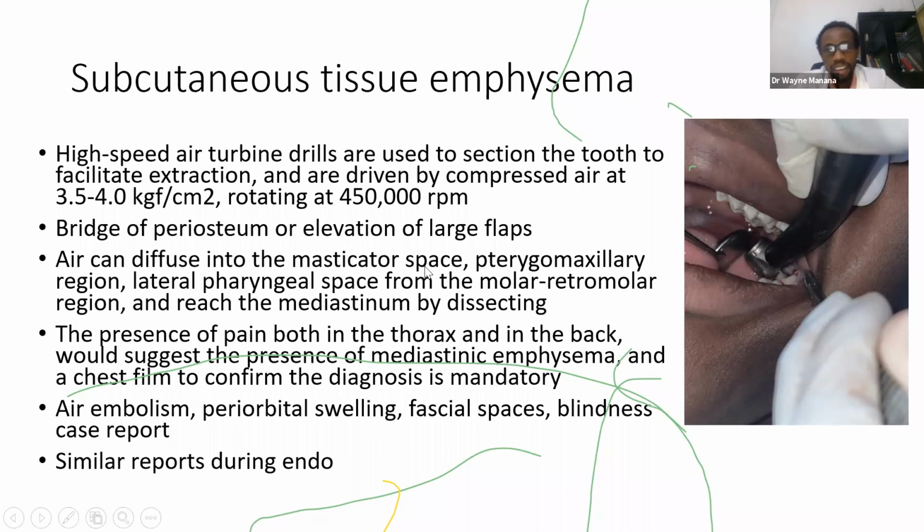It can find its way to many head and neck spaces: the masticator space, the pterygomaxillary region, the lateral parapharyngeal space, or sometimes the air can find its way to the mediastinum. The presence of pain both in the thorax and in the back would suggest that the air has shifted to the chest, and you immediately have to do a chest X-ray. So this is a potentially catastrophic disaster. That's why we should try to avoid using our air turbine handpiece. There have been some case reports of air embolism, periorbital edema, fascial space accumulation of air, or even blindness.